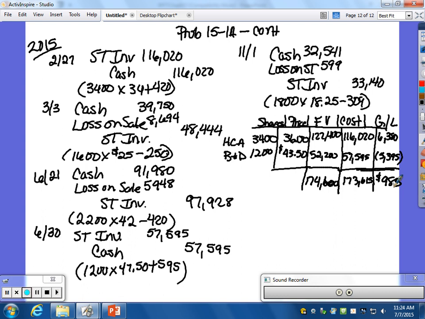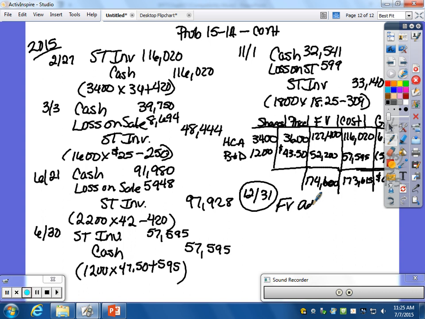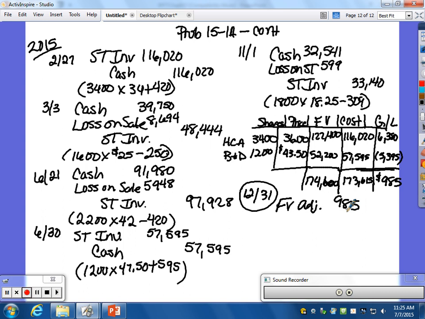So what's the journal entry? Debit what? Credit what? All of this was to find out the fair value. So what do you debit? Fair value adjustment. And credit what? The unrealized gain.